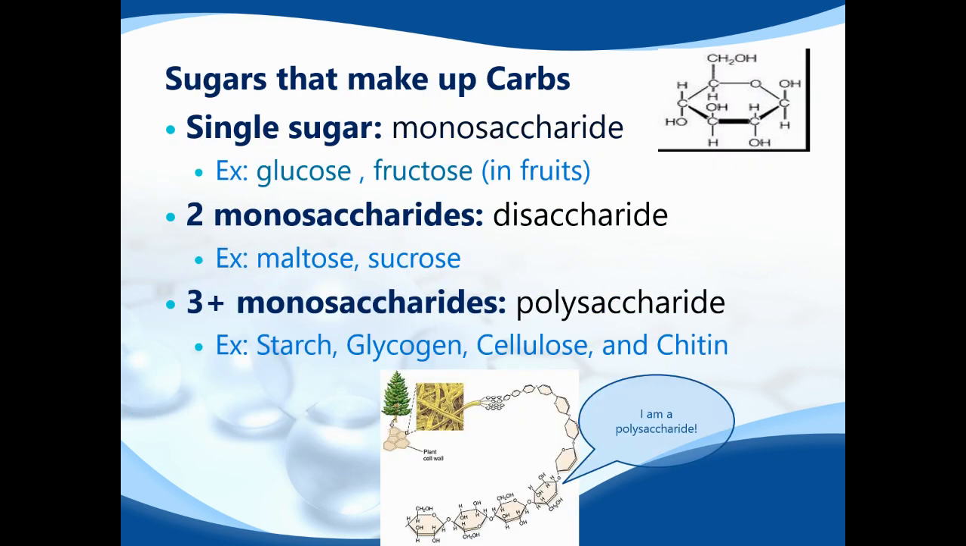Carbs are generally made up of sugars. The first type is single sugars, that are monosaccharides, for example glucose and fructose, found in fruits. The second type is disaccharides, molecules comprising two monosaccharides, for example maltose and sucrose. As you can see here, two monosaccharides make a disaccharide. Molecules comprising more than two are polysaccharides, for example starch, glycogen, cellulose, and chitin.